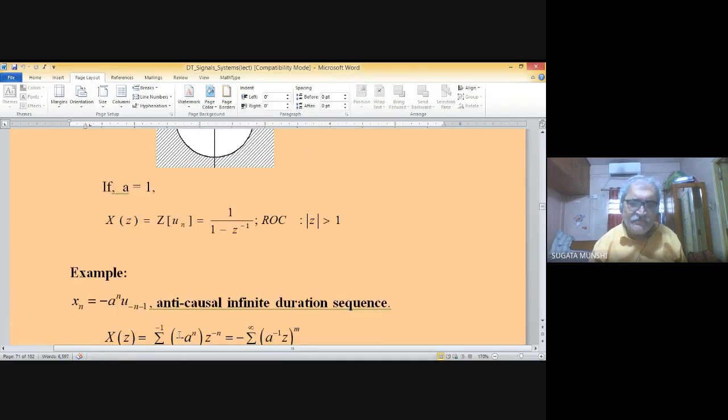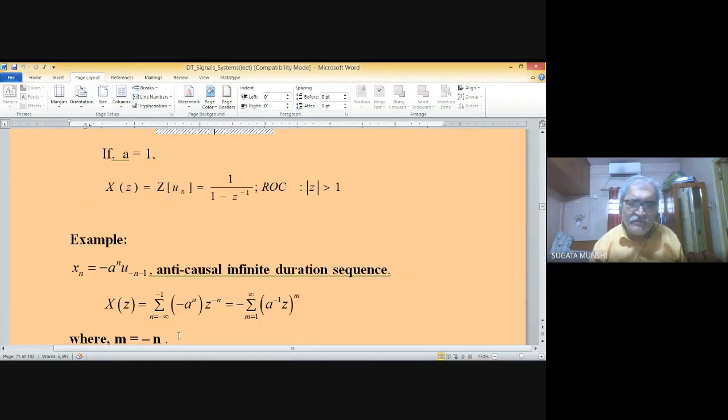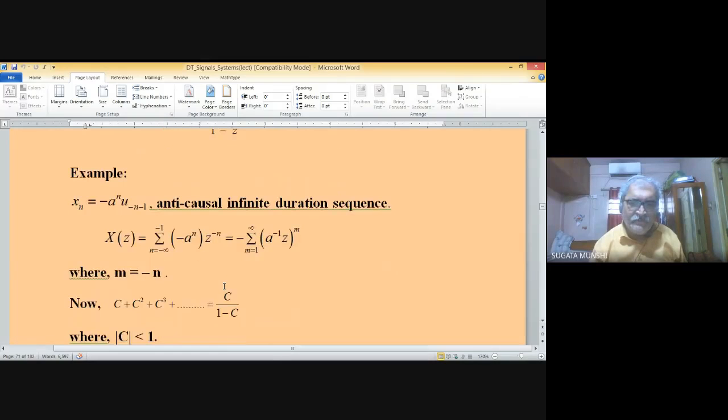Consider another example, that of an infinite duration anticausal sequence. It can take on non-zero values only for n less than 0. For n greater than or equal to 0, it is identically 0. That is what is meant by anticausal sequence. And I am considering an anticausal infinite duration sequence. So start from the basic expression for Z transform. This is the basic expression.